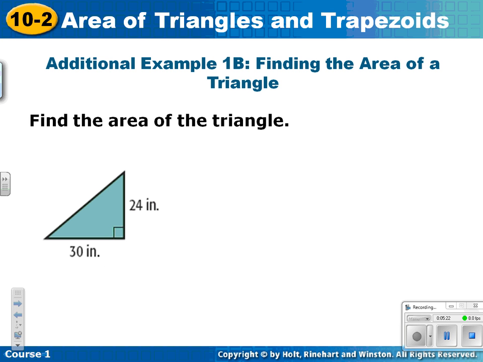This one doesn't have a fancy little line going up and showing me what the height is, does it?